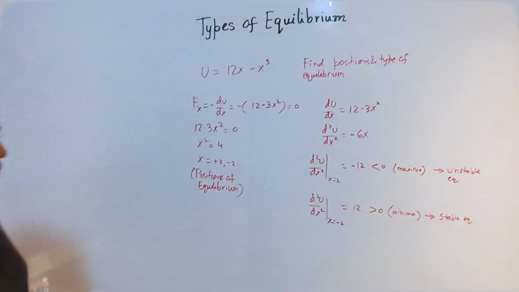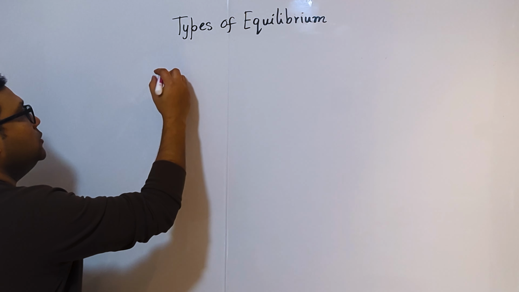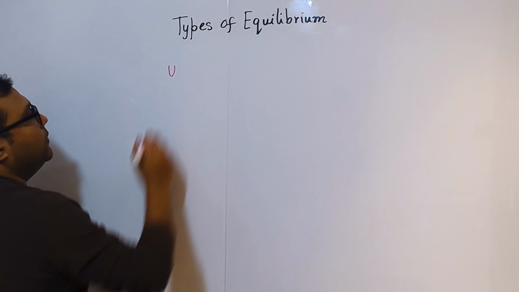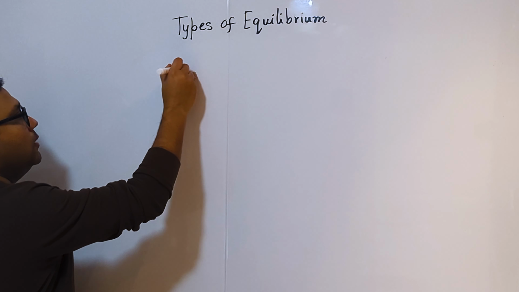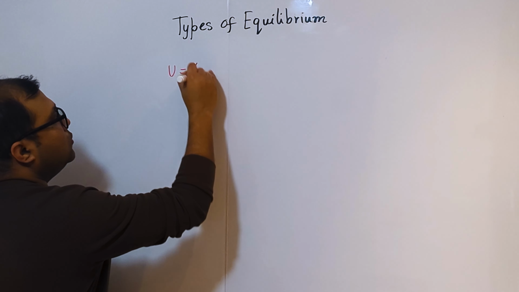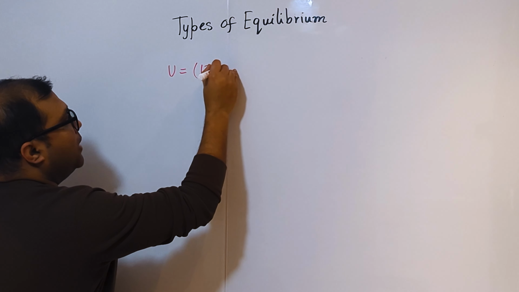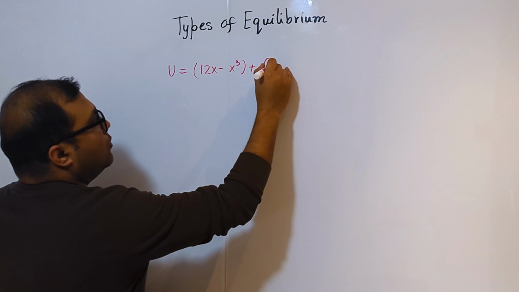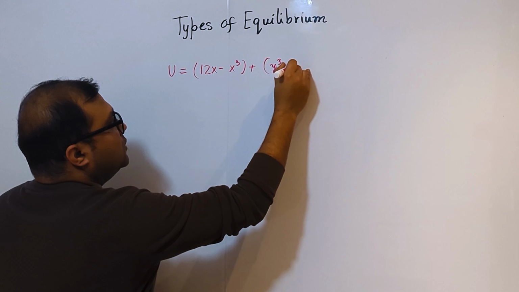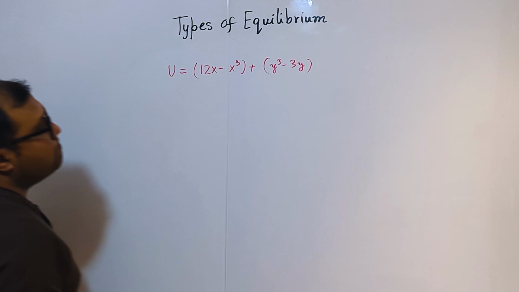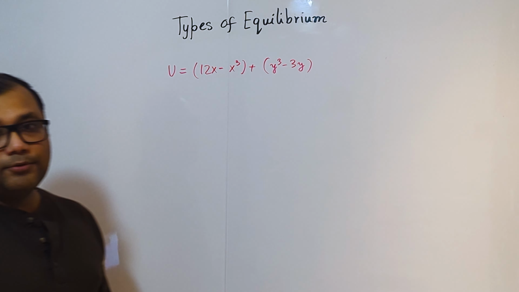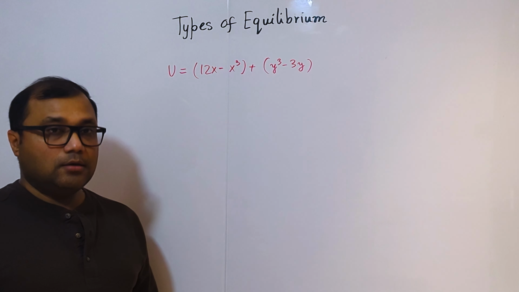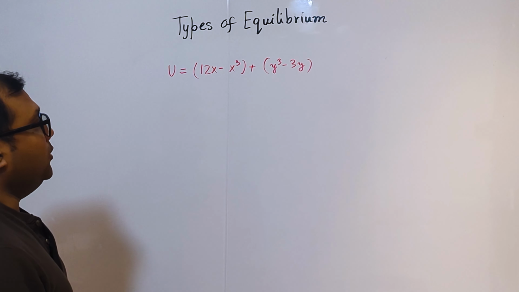Okay. Now we have a potential which is given in 2 dimensions. Let's say u is equal to 12x minus x cube plus y cube minus 3y. Okay. Now we have to find the position of equilibrium and the type of equilibrium.